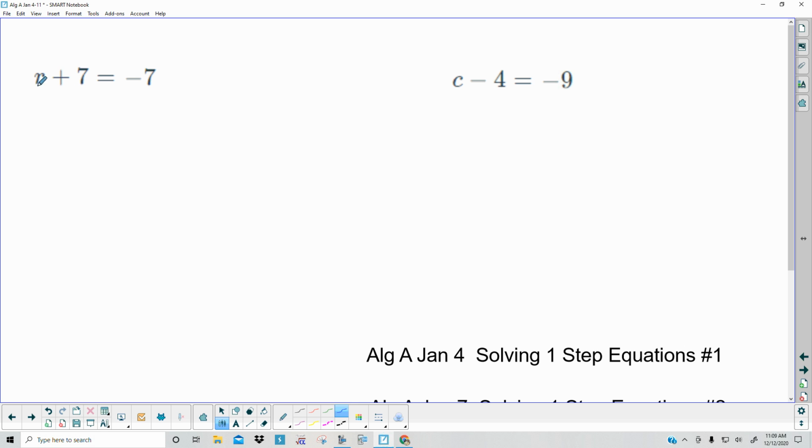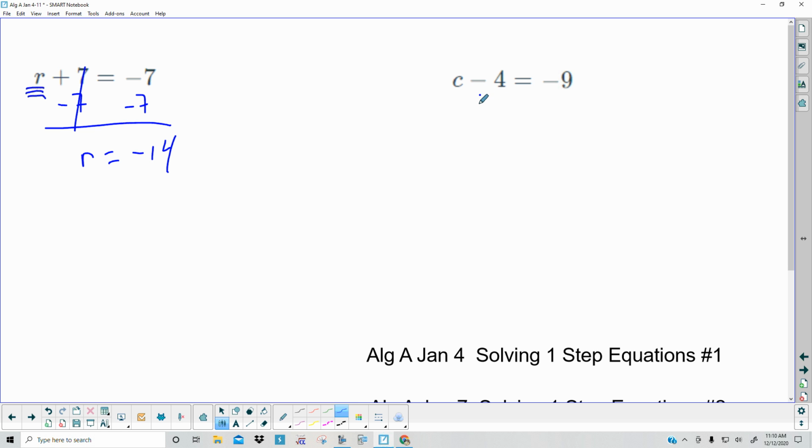I'm adding 7, and sure, there's a subtracting 7 over here, but I'm looking at the side with the variable. That controls what to do. Look at the side that has the variable. I'm adding 7 to that variable. I want to undo the adding 7. So I subtract 7. This is gone. R is equal to negative 7 minus 7 is negative 14.